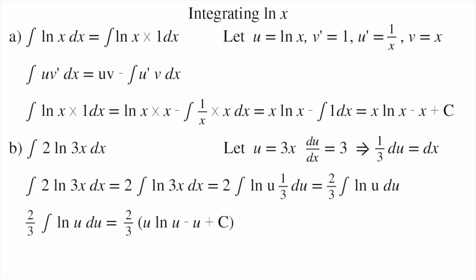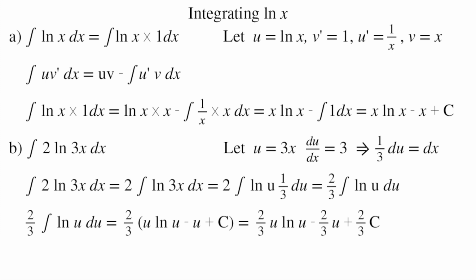And at this point, we can use the identity to say that 2/3 times the integral of ln u with respect to u is equal to 2/3 times u times ln u minus u plus some constant of integration, which is 2/3 times u ln u minus 2/3 u plus 2/3 times c.